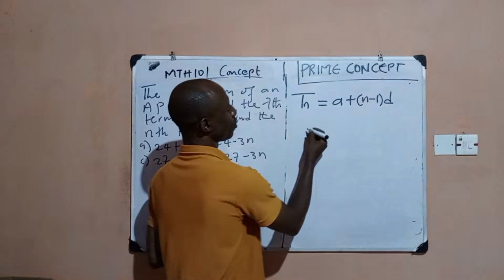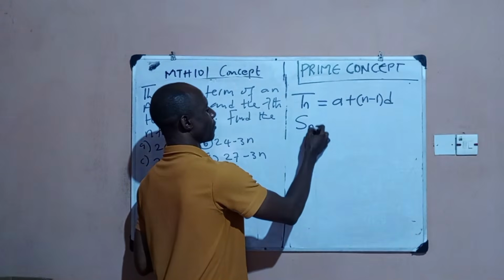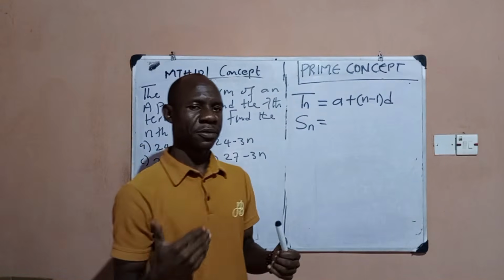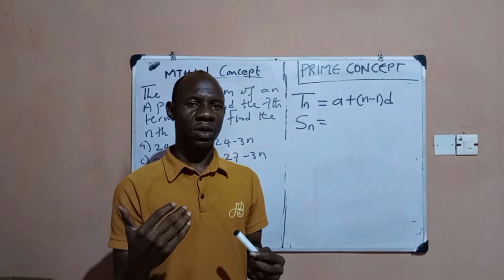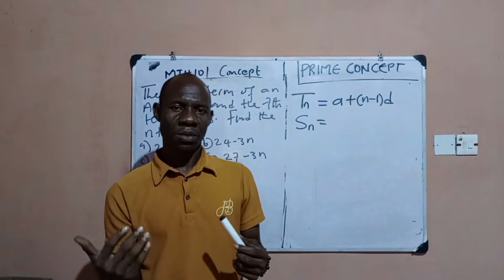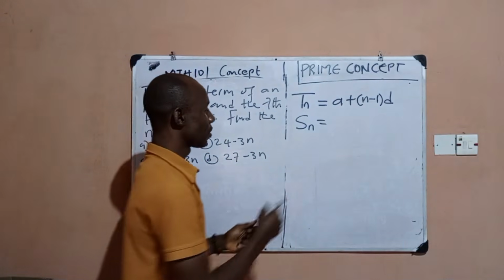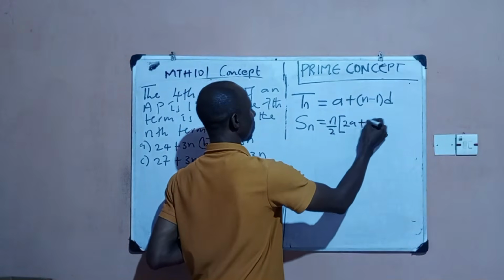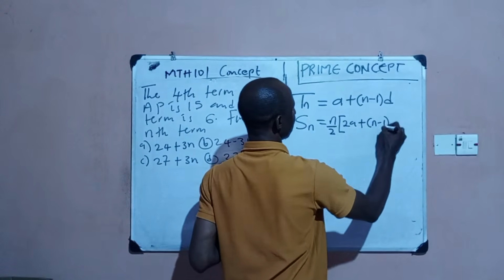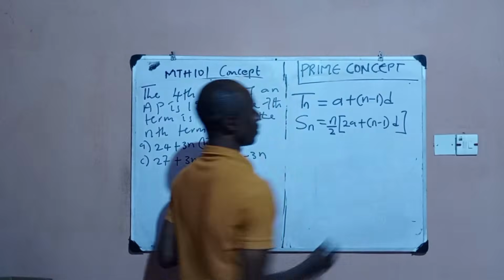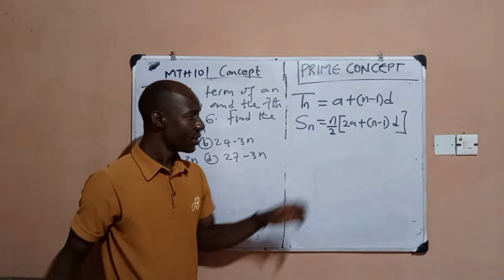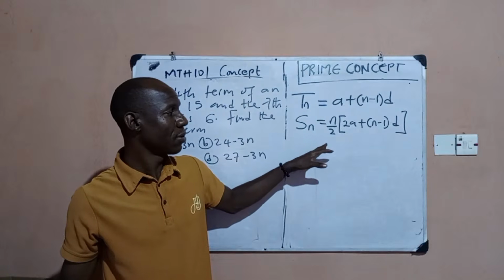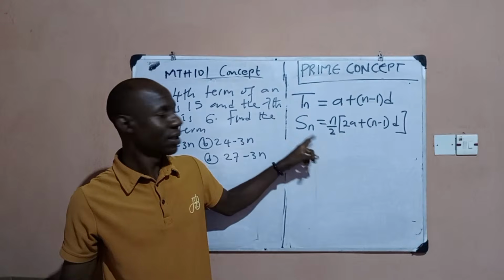So that is one of the formulas you should know for AP, the nth term, very important. And another one you should know is the sum of n terms. That is to say, sum of the first 3 terms, sum of the first 4 terms, first 5 terms, and so on. Sum of n terms is n over 2 into 2a plus n minus 1 times d. So this is what you have as your nth term, and this is sum of n terms. I hope that is clear to you.